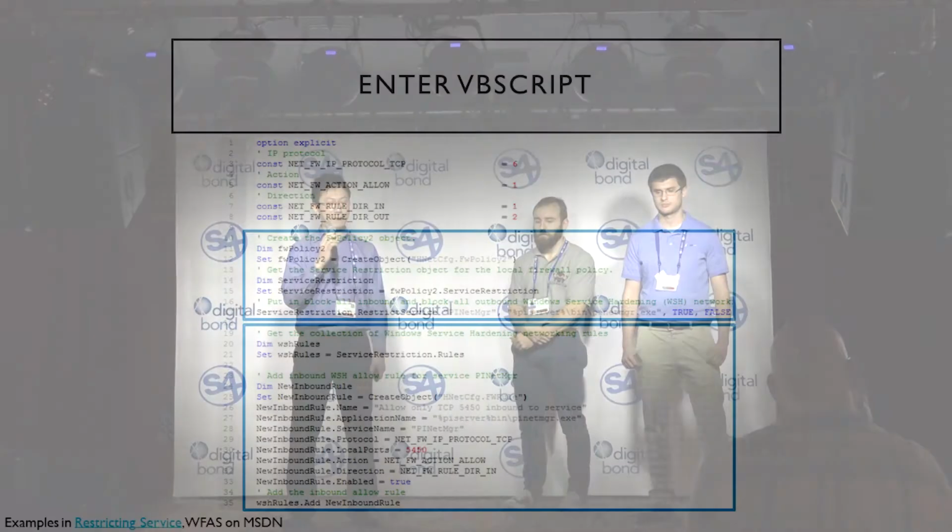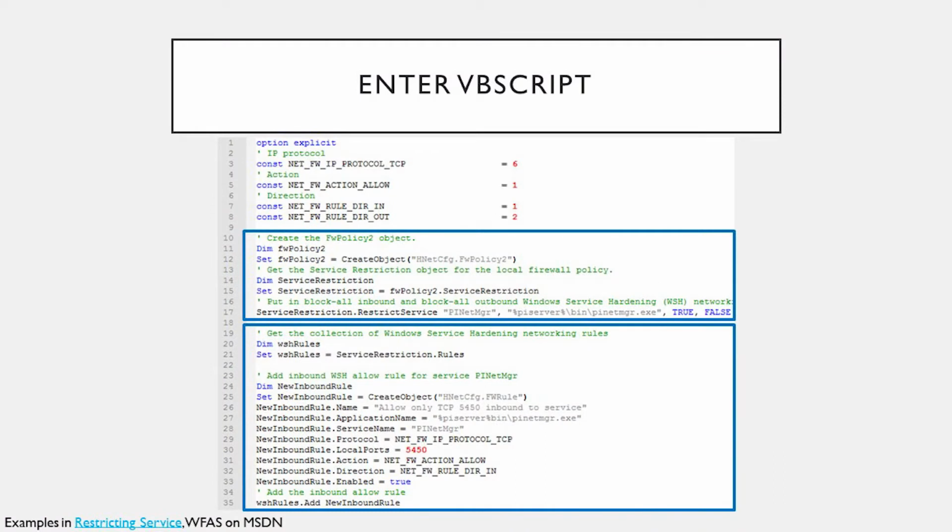So for our own service application, we could do it in VBScript, for example. First, we block everything inbound and outbound for our service, and then we allow inbound port 5450 for our Pi server. That's our company product.